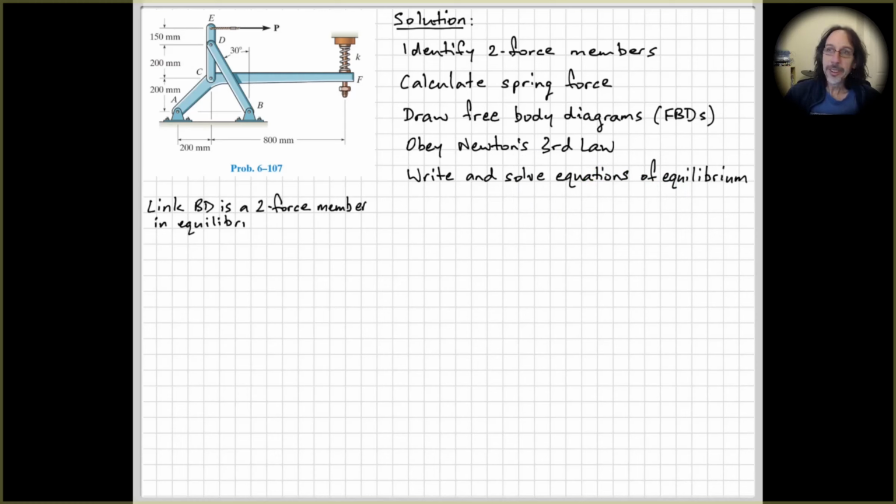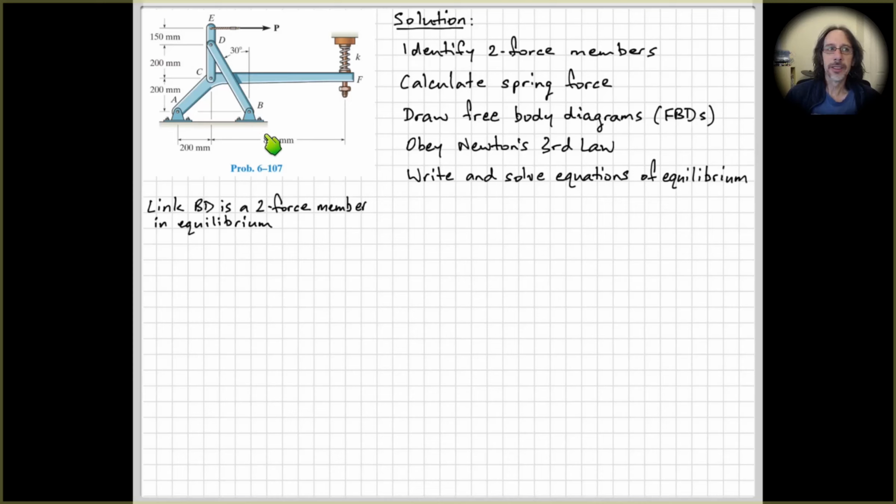As we discussed up here, to make our solution a little bit easier we want to identify two force members in equilibrium. We don't have to do this, but it makes the solution a whole lot quicker. It reduces the number of equilibrium equations that we need to write. So link BD here is a two force member in equilibrium because it's got connections only at 2 locations and no other forces applied, assuming that the weight of the link itself is negligible compared to the other forces. So this is a 2 force member in equilibrium.